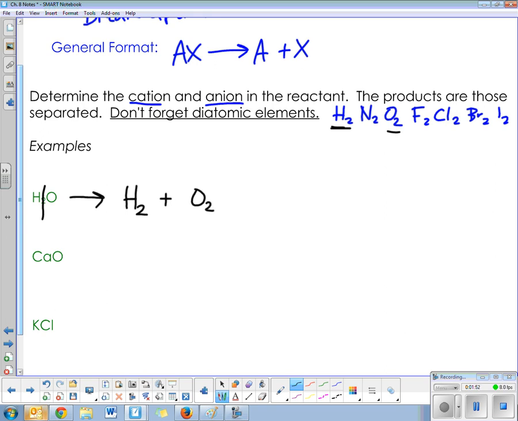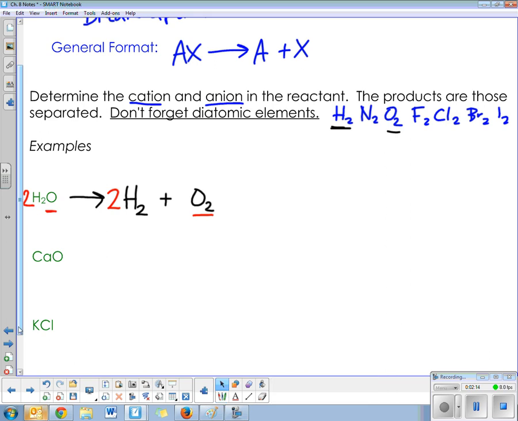What's left for me to do is just to balance this. Going through, the H's are balanced, the O's are not. If I have 2 O's on the product side, I need 2 O's on the reactant side, so I put a 2 in front of the H2O, which also affects my hydrogen, so I'm going to put a 2 in front of the H2 on the product side.